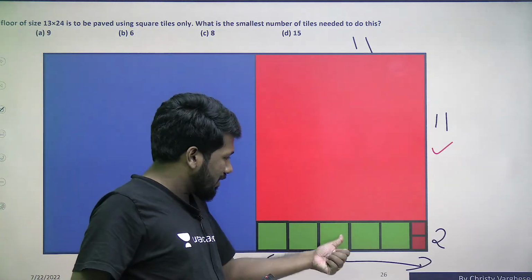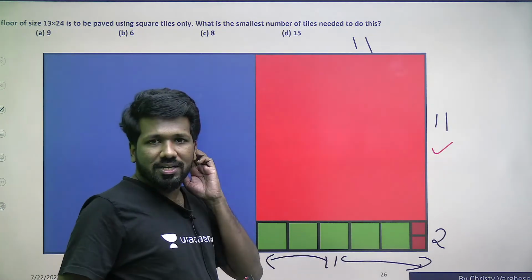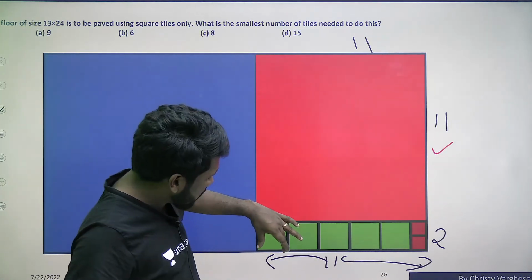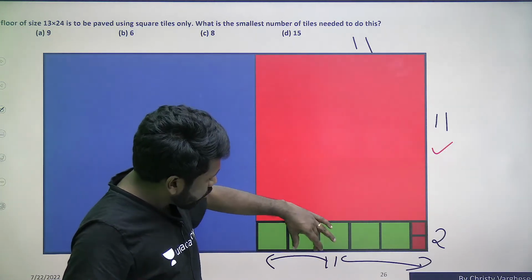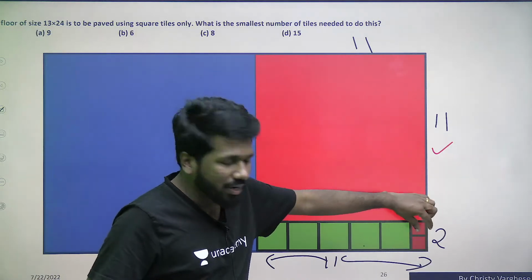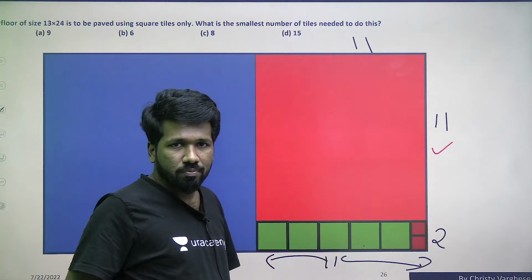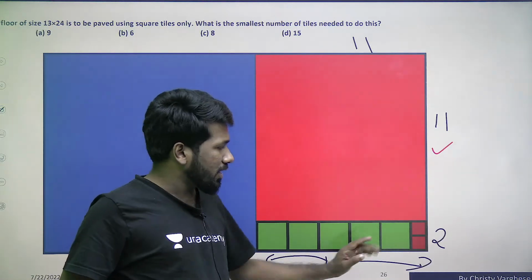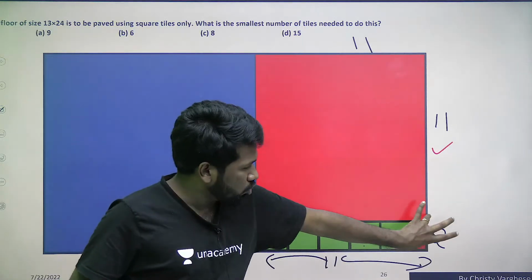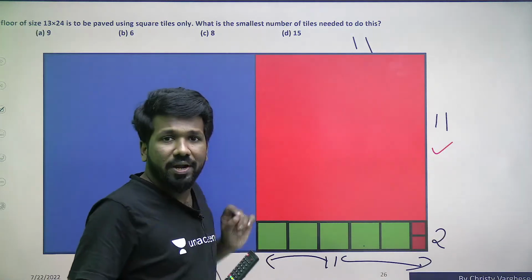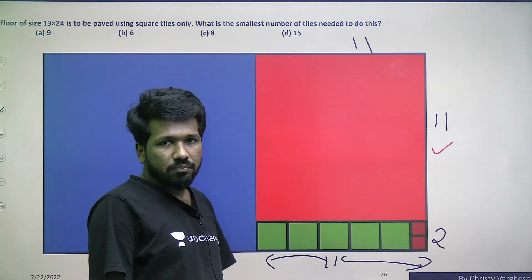You can place 5 tiles of 2 by 2. How 5? 2, 2, 2, 2, 2, that is 10 occupied. Now 1 is remaining. Now you cannot place a 2 by 2 tile there. So 5 tiles of 2 by 2 can be placed because a 2 length and 11 breadth is to be covered.